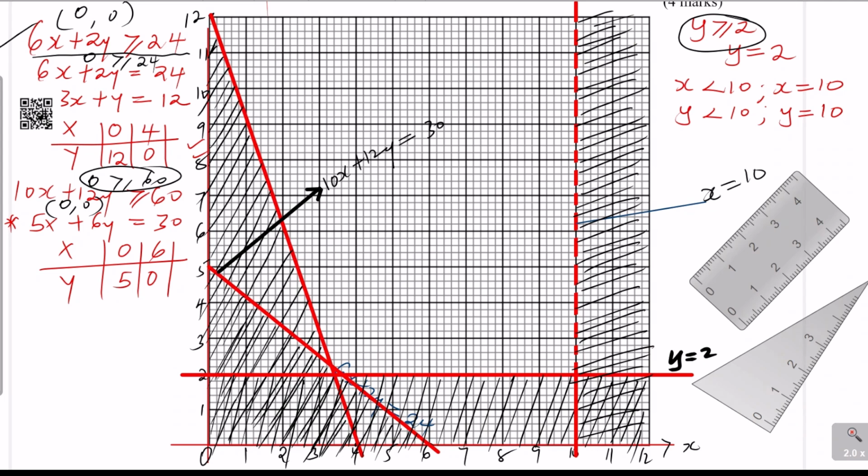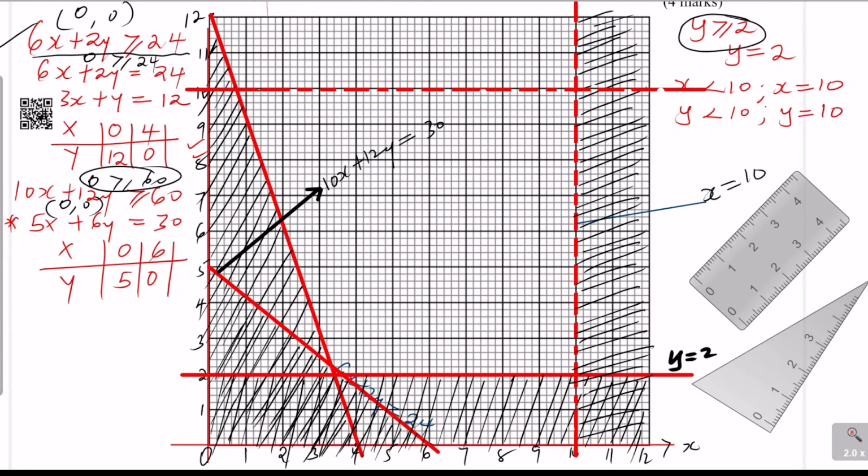It is unwanted. Then the other one is y is less than 10. The line you're going to draw there is y equals 10. Y equals 10 is this line, a straight line that passes through here where we have 10. That is the line, and again that line should be broken, since it is less than.